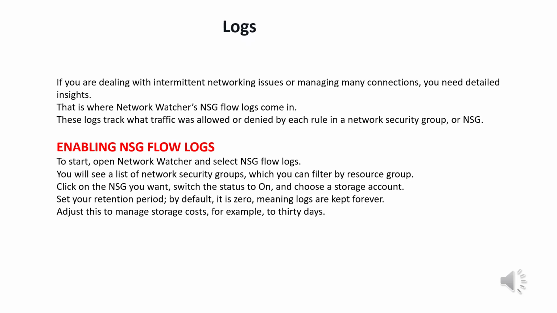If you are dealing with intermittent networking issues or managing many connections, you need detailed insights. That is where Network Watcher's NSG flow logs come in. These logs track what traffic was allowed or denied by each rule in a network security group, or NSG. To start, open Network Watcher and select NSG flow logs. You will see a list of network security groups, which you can filter by resource group. Click on the NSG you want, switch the status to On, and choose a storage account.